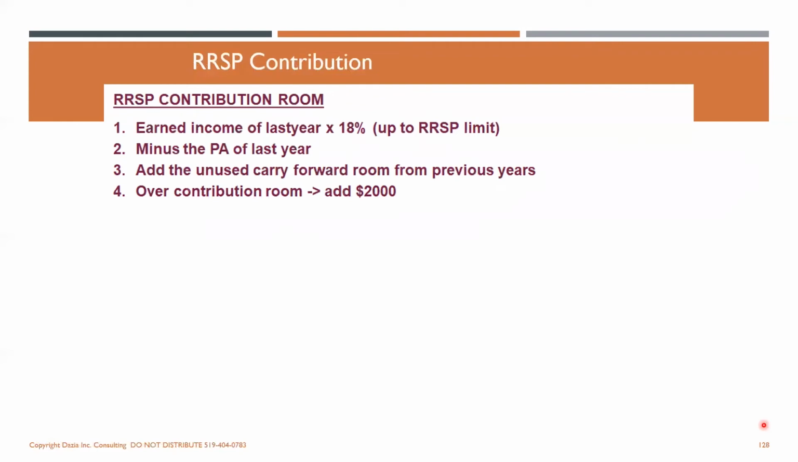Then you subtract the PA, or pension adjustment, of the last year. Pension adjustment will be on your T4 slip, and it means that if you have a pension plan with the company, then you will have a pension adjustment, and that will reduce your contribution limit for the RSP. Then you can add the unused carry forward room from the previous years. And then for over-contribution room, you can add 2,000 to that also.